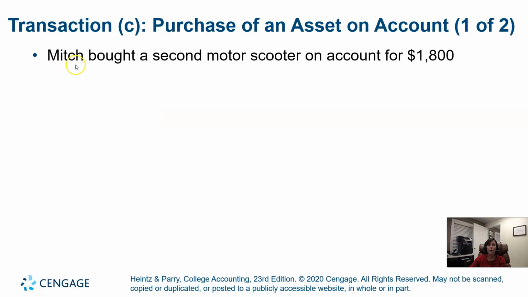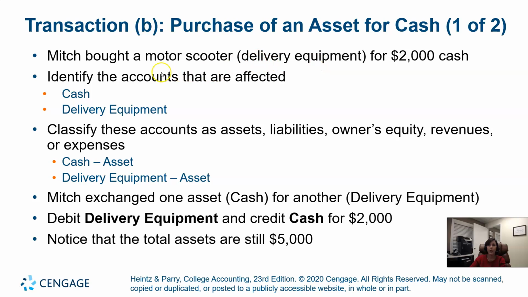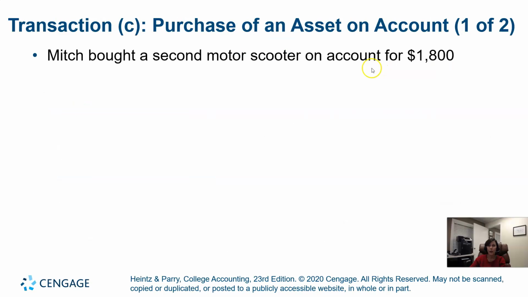So now Mitch, I guess we're getting casual here, we're no longer Mitchell, bought a second motor scooter, this time on account. I want to highlight that because in the prior example, he bought the delivery equipment for cash. So what's the difference, you say? The difference is that he did not use cash in this transaction. On account means he didn't pay for it.